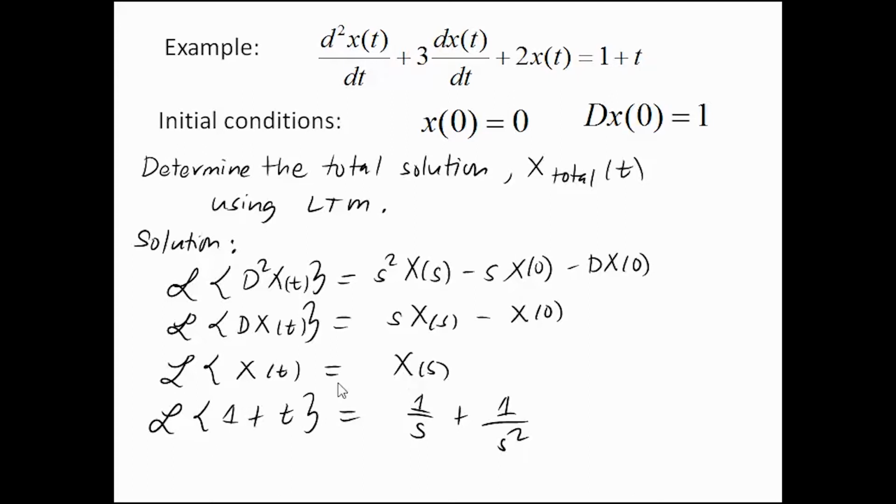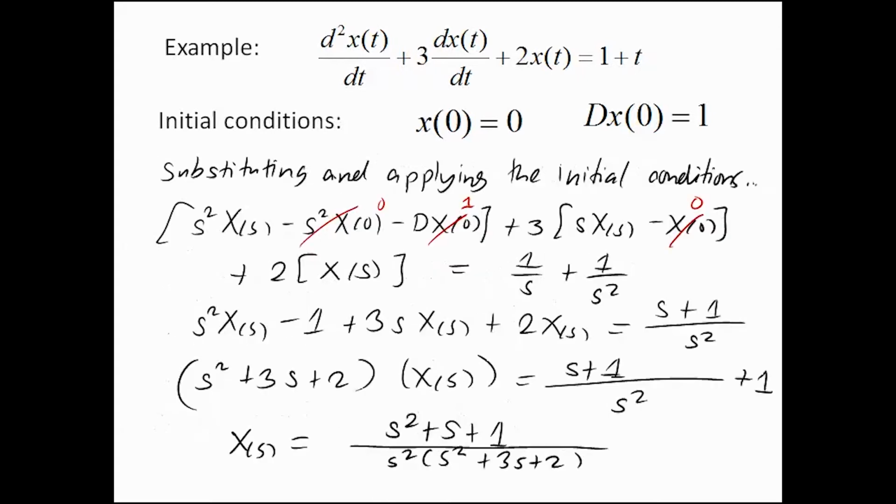And on the right side, using again the table of Laplace transform, the Laplace of 1 unit step is 1 over s, and the Laplace of the 1 unit ramp is equal to 1 over s squared. By substituting and applying the values we have obtained using Laplace transform and applying the initial conditions, that leads us to the expression s squared x of s minus 1 plus 3s x of s plus 2x of s on the left side equal to 1 over s plus 1 over s squared on the right side. Obtaining the common denominator on the right side leads us to s plus 1 over s squared. Solving for x of s, we can simplify the expression as s squared plus 1 plus s divided by s squared multiplied by quantity s squared plus 3s plus 2.